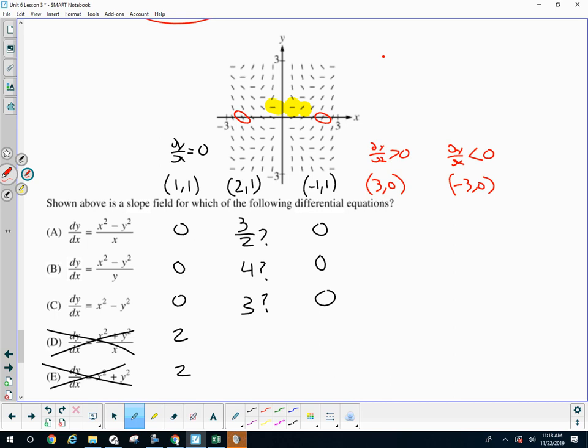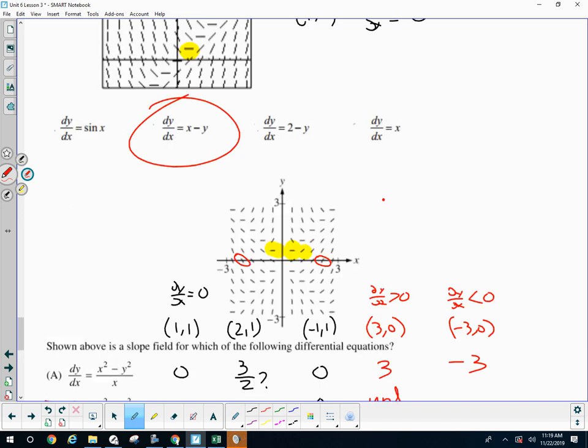9 minus 0 over 3, positive 3. That's good. 9 minus 0 over 0, that's undefined. That's not correct. 9 minus 0, 9. Okay, that's still good. At least we've eliminated B. If I plug in negative 3, I should get a negative slope. 9 minus 0 over negative 3, negative 3. This is already gone. 9 minus 0, 9. Whoa.